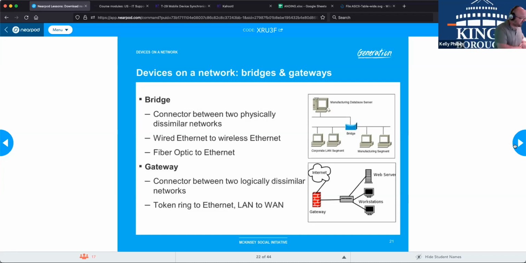So if I have a wired LAN and I want to add on a wireless mesh network for the employees to use as well, I need a bridge to connect that wireless network to my wired LAN. So that is what a bridge does. It takes two physically dissimilar networks and connects them together so that they can communicate.